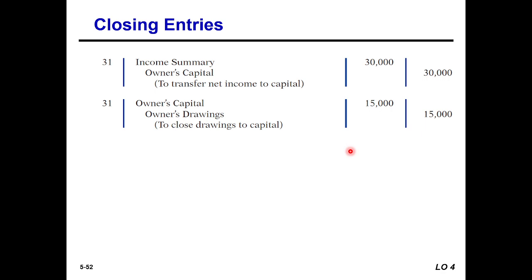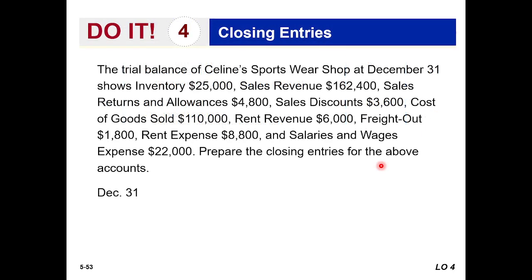And drawing: we know that drawing is always debit, but when you close the entry, the drawing must be credited, and owner's capital could be debited. That means here owner's capital debit 15,000. So here the trial balance of Celine's Sports Workshop at December 31st shows inventory $25,000, sales revenue $162,400, sales returns and allowances, sales discounts, cost of goods sold, rent revenue, freight out, rent expense, salaries and wages expense. Prepare the closing entries for the above accounts.